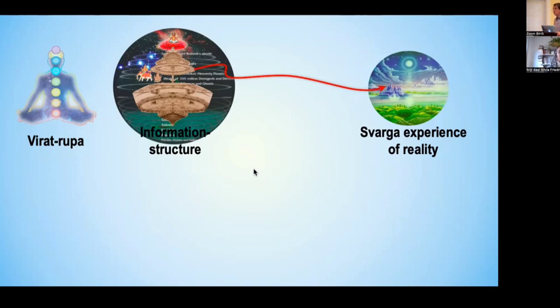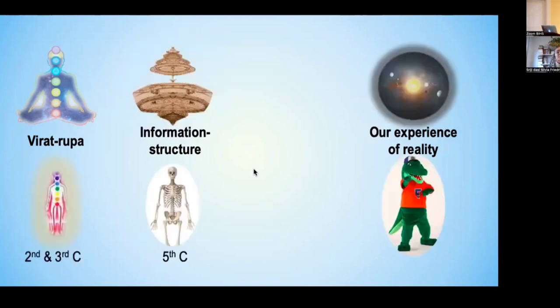We don't see their realm. They might be able to see ours, perhaps, if they're advanced or if they would like to. But we don't see their realm, neither do we see the information structure. And we should stop messing around and mixing those things up in our thinking. So these are the information structures that produce our experience of reality.